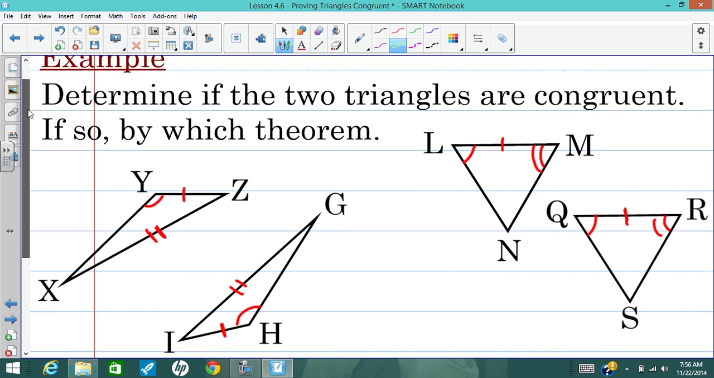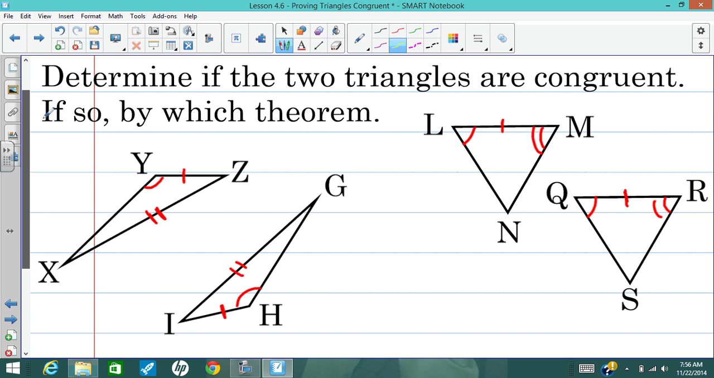So pause the video here for a second and see if you can determine which of the two triangles, so these two, see if they're congruent, and if so, by which theorem. And then check these two out, see if they're congruent, and if so, by which theorem.